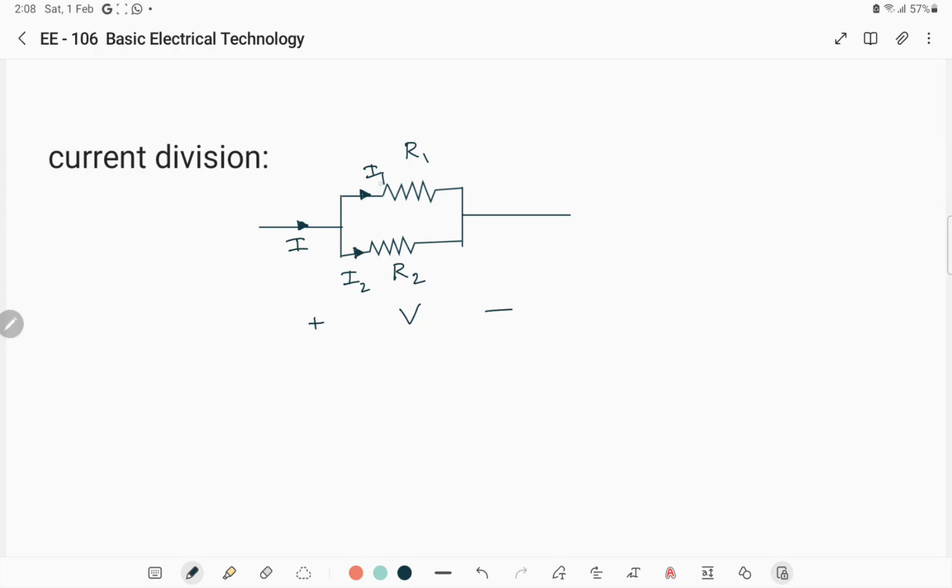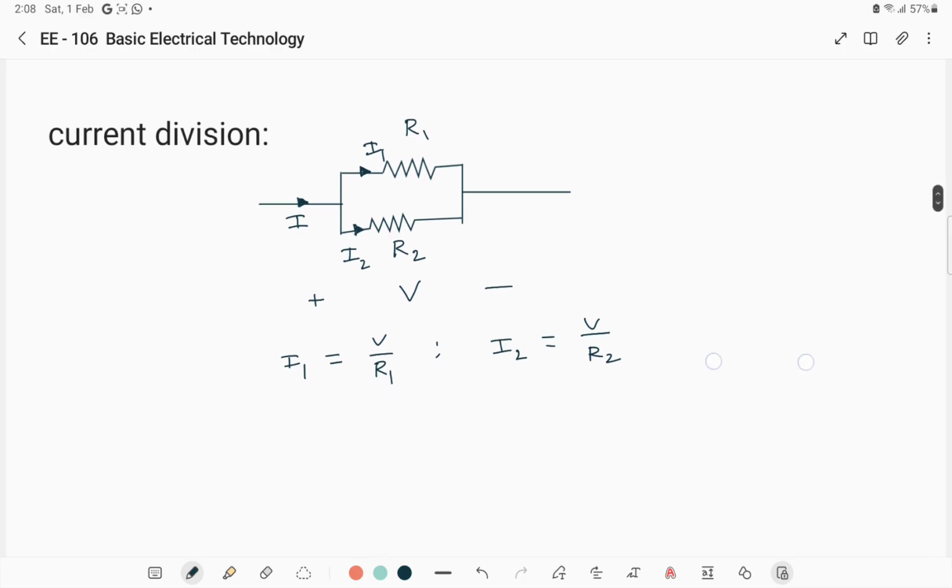The current flowing through R1 can be expressed in terms of the total current. Similarly, the current I2 can be expressed in terms of total current I. Let's find out the value of I1 in terms of I. I1 is nothing but V by R1. I2, according to Ohm's law, V equal to IR, so V by R2. The voltage will be same across the parallel resistors. The current will be divided.